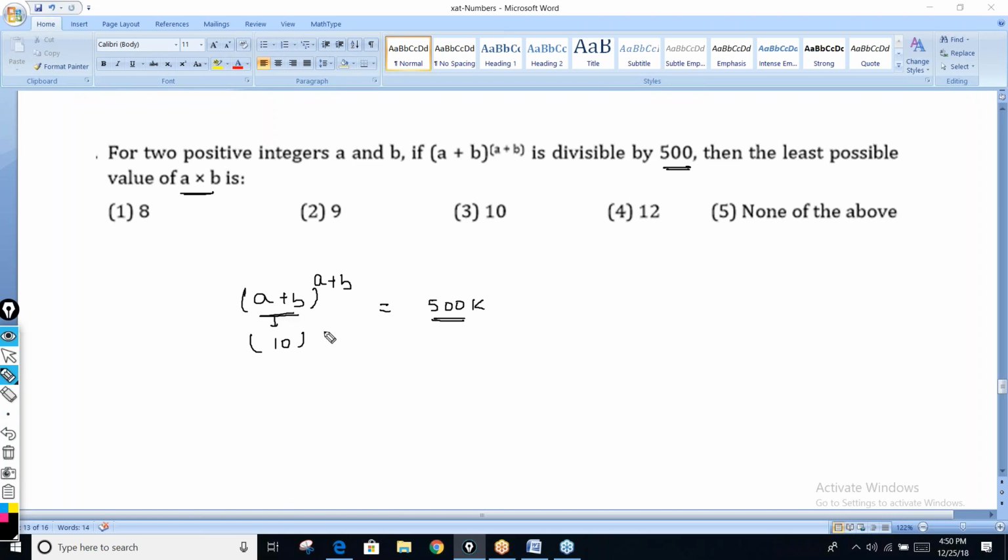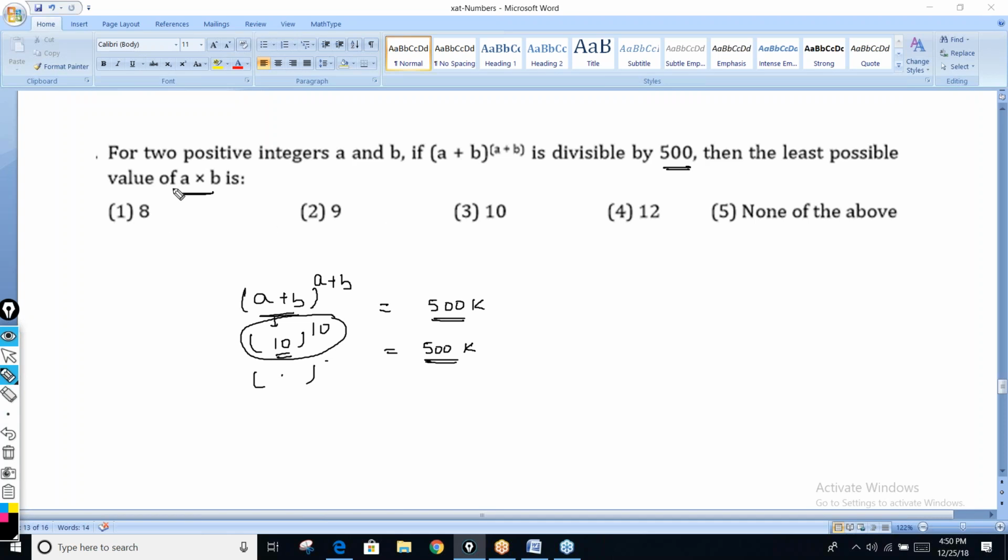If the sum is at least 10, then only 10 raised to power 10 can be a multiple of 500. Now, can you think of any other number which is a multiple of 500? A smaller number? 9 raised to power 9, obviously not. 8 raised to power 8, it is not possible. The digit should be at least 10, then only it will be a multiple of 500. So that is the smallest number that will satisfy this condition.